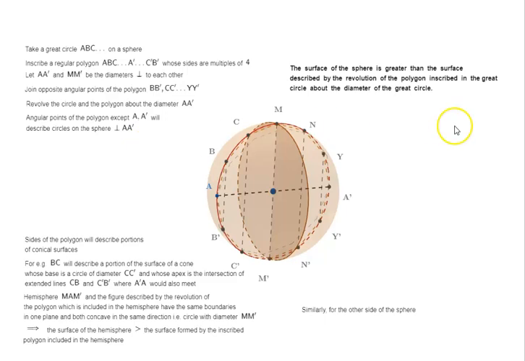So what we have shown is that the surface of the sphere is greater than the surface described by the revolution of the polygon inscribed in the great circle about the diameter of the great circle. That is proposition number 23 of the works of Archimedes, specifically book 1 of On the Sphere and Cylinder.